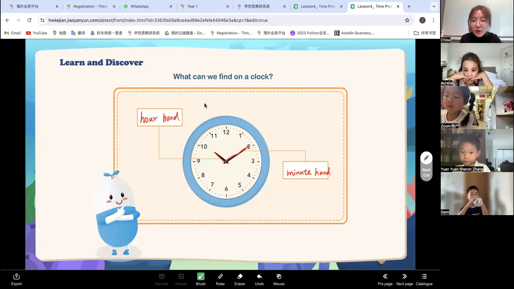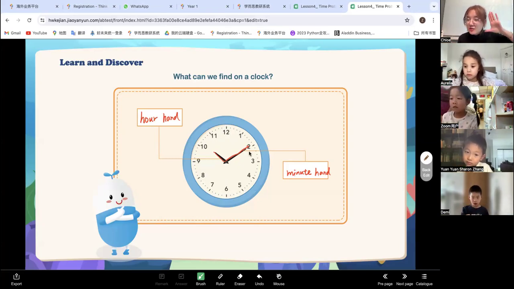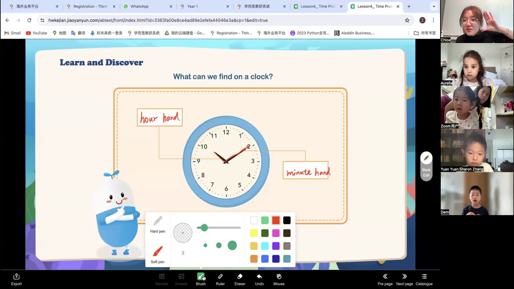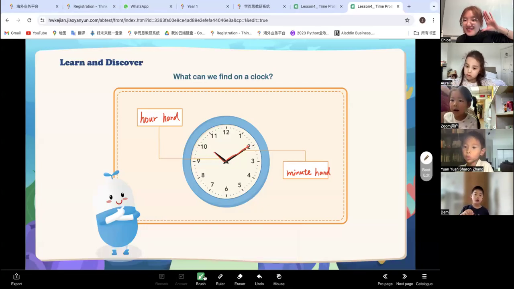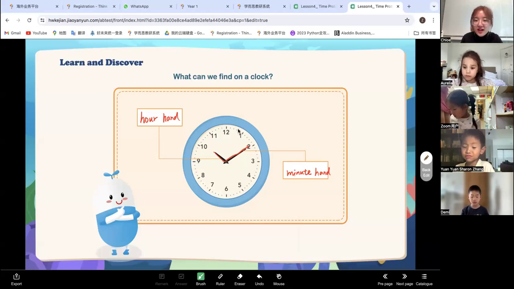So now tell me, everyone, how many numbers on the clock? How many numbers? Tell me. 3, 2, 1. There are? How many numbers? Wow, 12 numbers. Can you see? From 1, 2, 3, 4 to 12. So we have 12 numbers on the clock. The numbers will help us to represent the time.